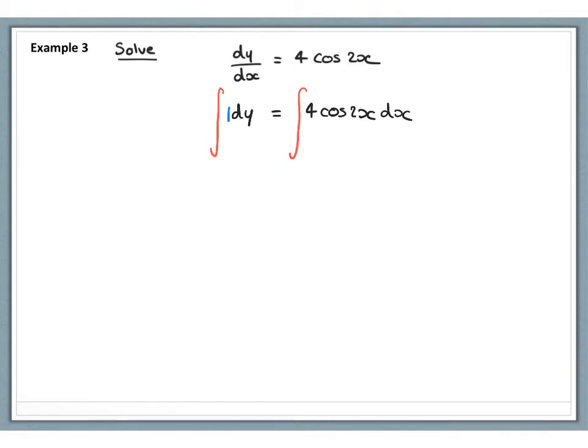So on the left-hand side, this integrates to y. On the right-hand side, we have 4 cos 2x, which is going to integrate to 4 over 2 sine 2x plus a constant. So this gives me y equals 2 sine 2x plus a constant. I don't have any boundary conditions here, so I will have to leave the result as a general solution.